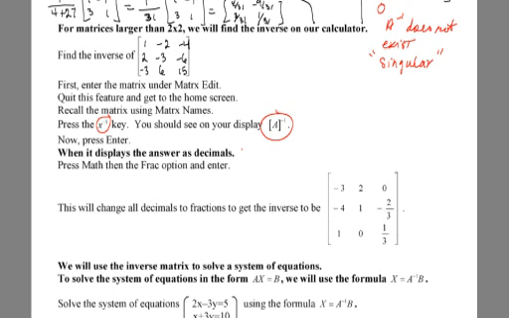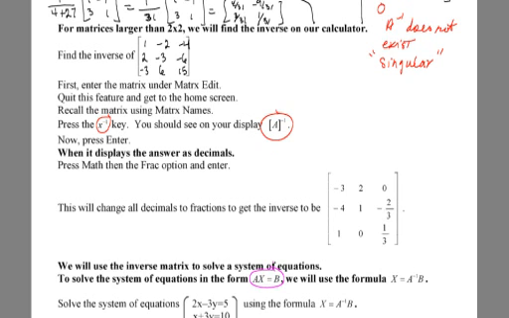Now let's use the inverse to actually solve a system of equations, something that we looked at in section 5.1. Now let's use the inverse matrix. We talked about taking a system of equations and writing it in the format AX equal B. That format is going to be used when we go to solve a system of equations.